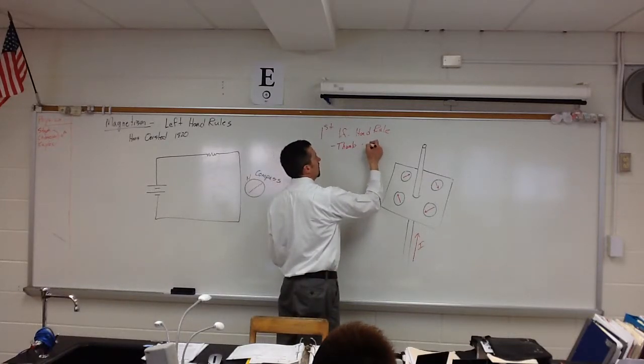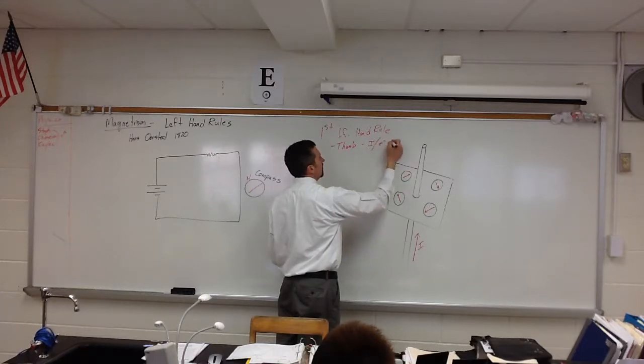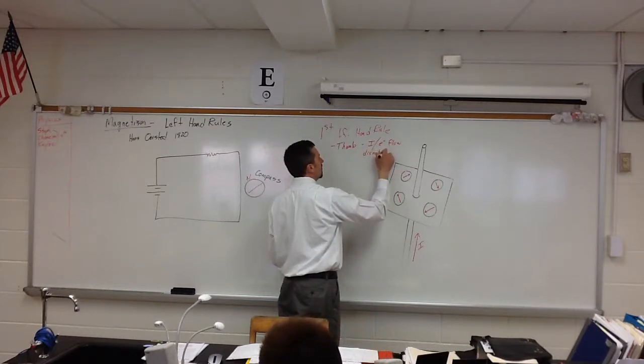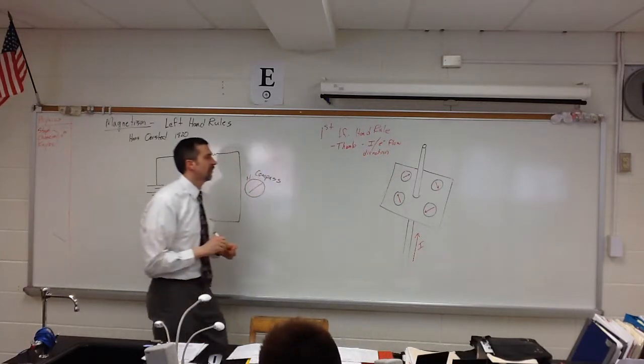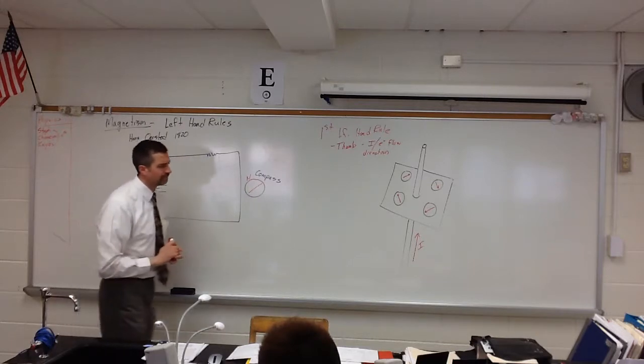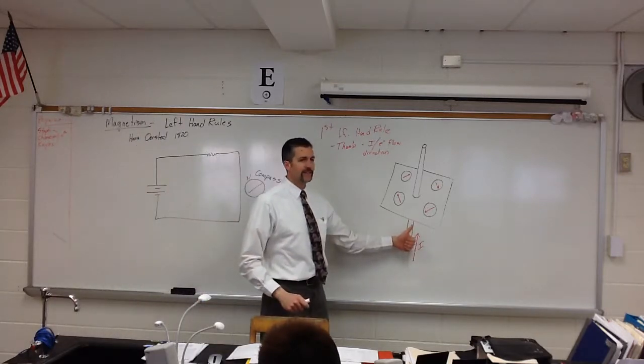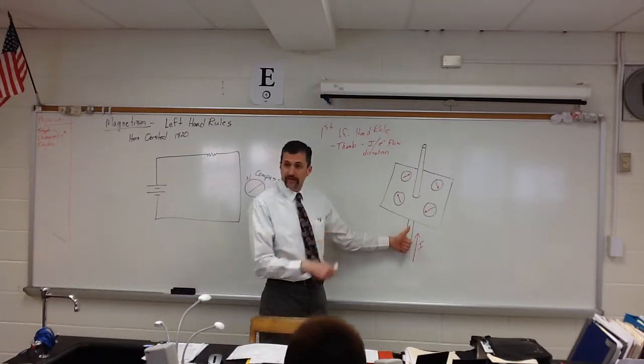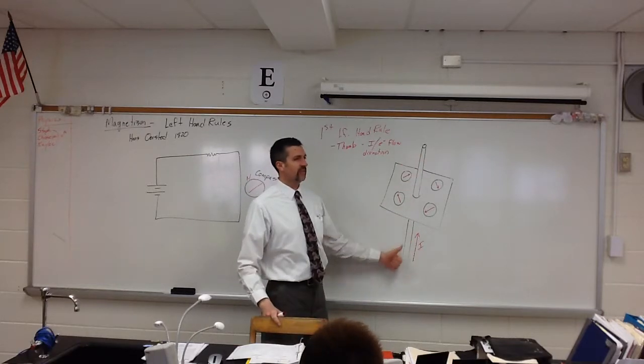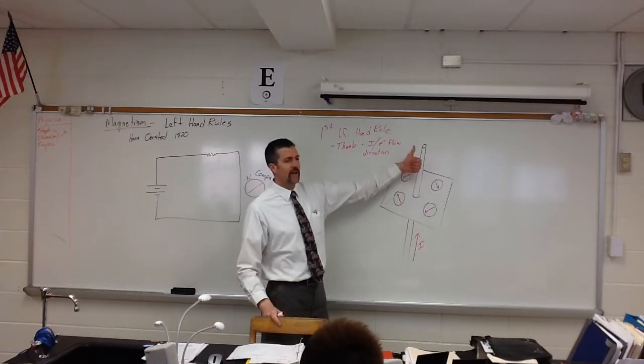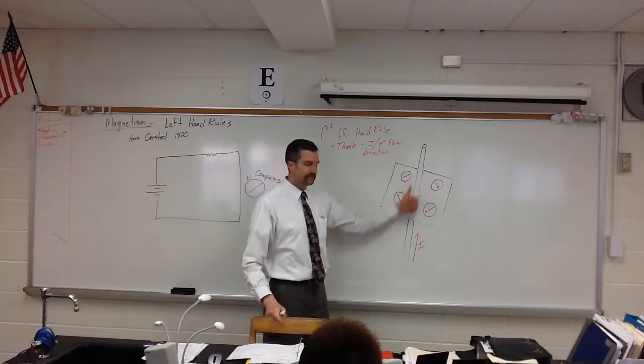Thumb is I, electron flow direction. So you point your thumb in the direction of the current or the electron flow. Got it. So I'm pointing my thumb on the picture, just so it's pointing the same as I have it drawn, up.